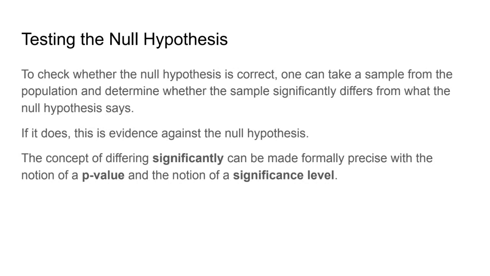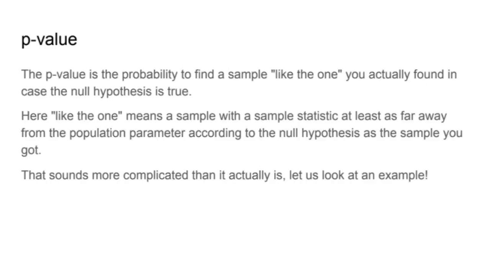Now, the question is, what does it mean that something significantly differs, right? So that's a crucial question. And there's a way to make this formally precise. To make it formally precise, we need to introduce two notions, the notion of a p-value and the notion of a significance level. And these two things we are going to discuss today in more detail. So first, we're going to look at what the p-value is supposed to be.